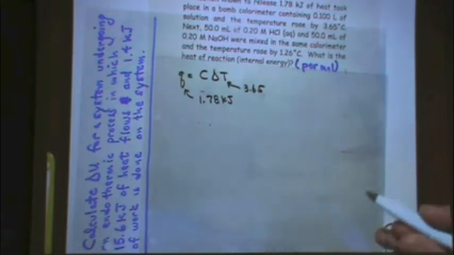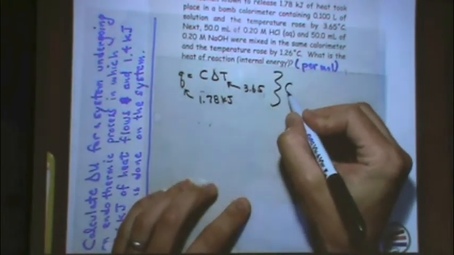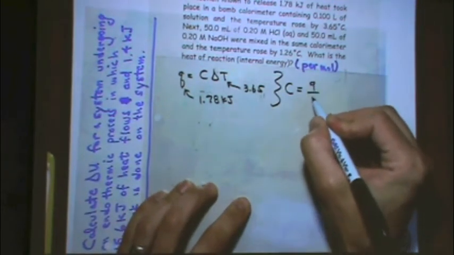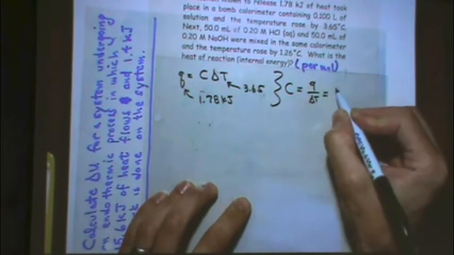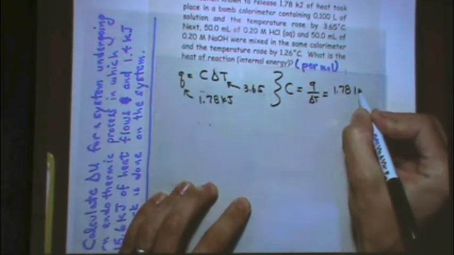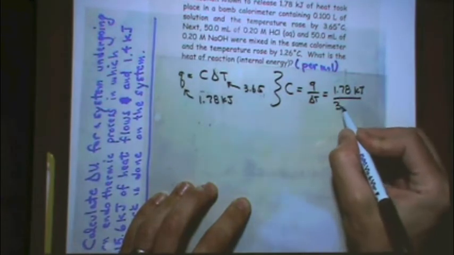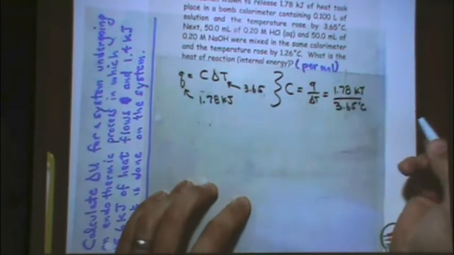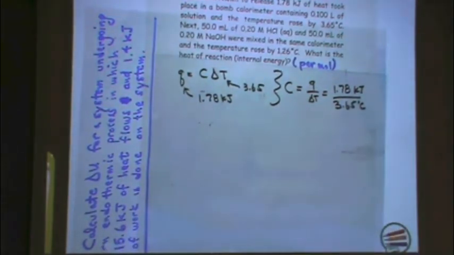Okay? So the only purpose for the first part is to find C, which is just Q over delta T, which is 1.78 kilojoules for 3.65 degrees C. It's going to be about 0.488, but we can just leave it as a fraction for now. We're going to need this in a future calculation. Okay? So now that we know C, we can start with the second sentence.